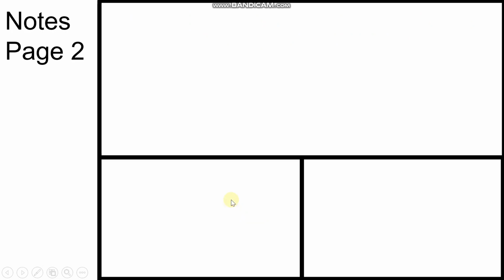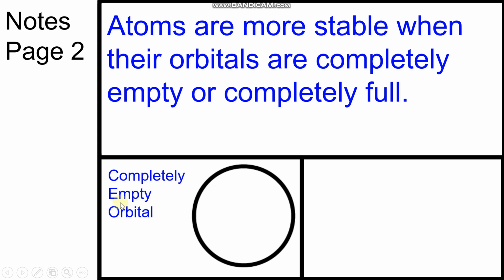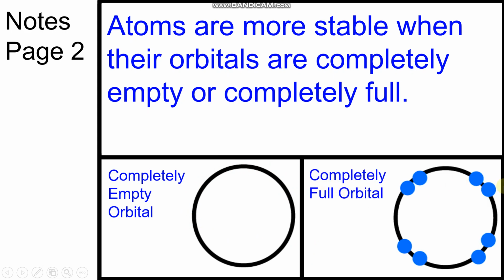Okay, and so atoms are more stable when their orbitals are either completely full or completely empty. What I mean by that is they're either completely full with electrons or they don't have any electrons in them. So let's take a look at what that looks like. A completely empty orbital would look like this. We can see that there's no electrons in this orbital. Compare that to a full orbital over here, which would look like this. And we can see that there's 1, 2, 3, 4, 5, 6, 7, 8 electrons in this completely full orbital.